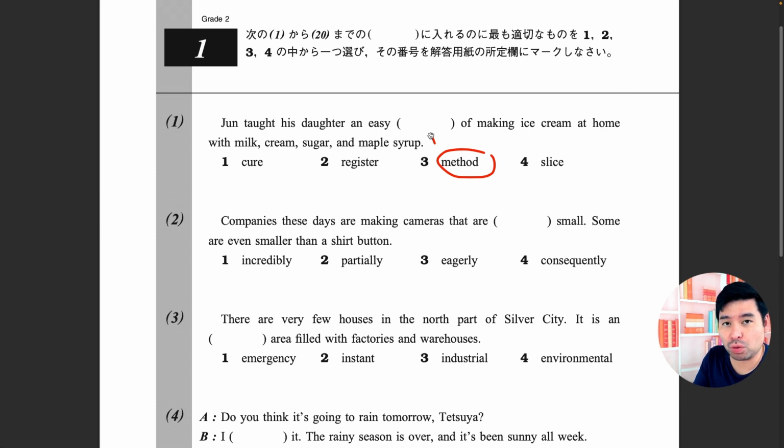What do I have to do? What ingredients should I use? So that's why method. Slice is pieces of some food, so it has nothing to do with this. And register and cure also make no sense in this sentence. So this is basically how we do these exercises.